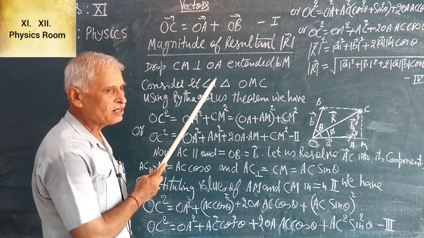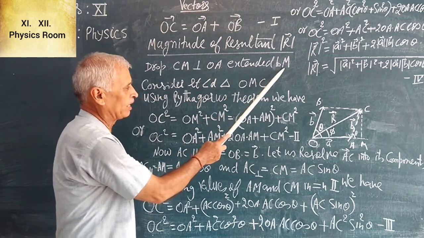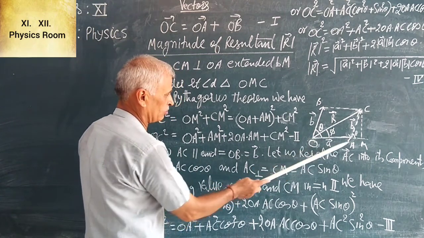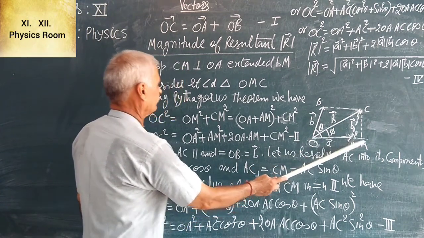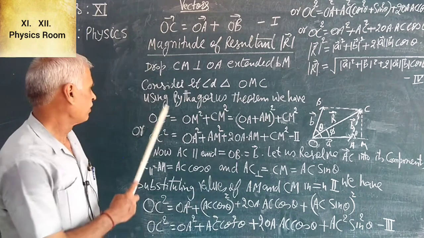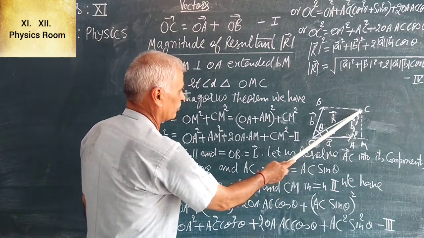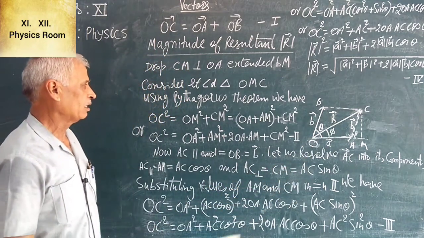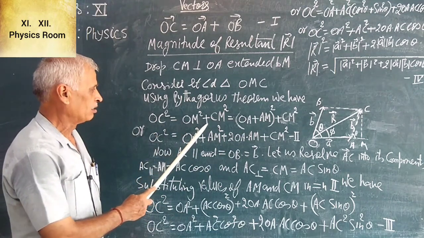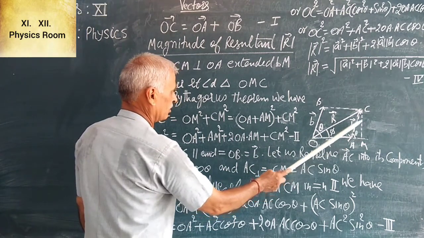Do some construction. Draw CM perpendicular to OA extended to M. Now, consider the right angled triangle OMC. Using the Pythagoras theorem, we have OC square is equal to OM square plus CM square.